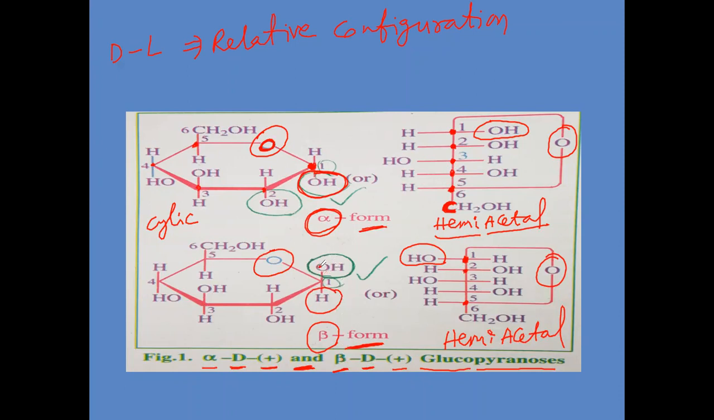And beta indicates what here? The OH group on the first atom of the cyclic structure is above the plane. And alpha form means what? If the OH group on the first carbon is below the plane, it is called alpha form. If the OH group is present above the plane of the first carbon in the cyclic structure, that will be called beta form. Which one has the higher melting point? Alpha form has a higher melting point than beta form.